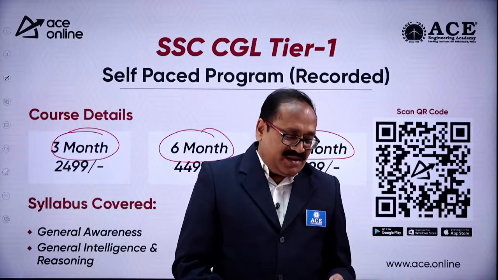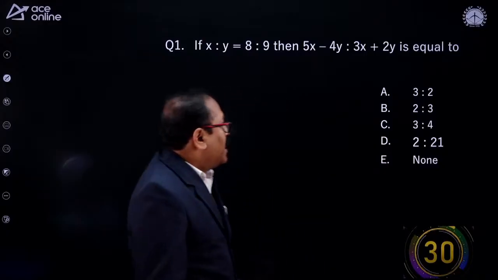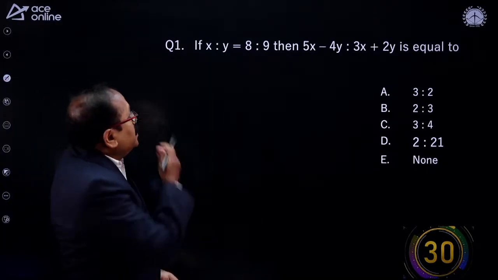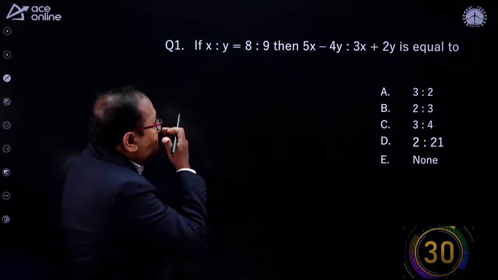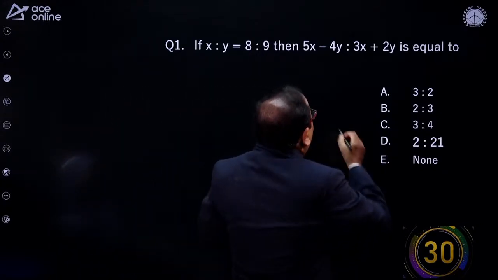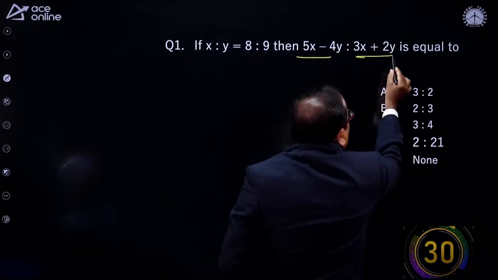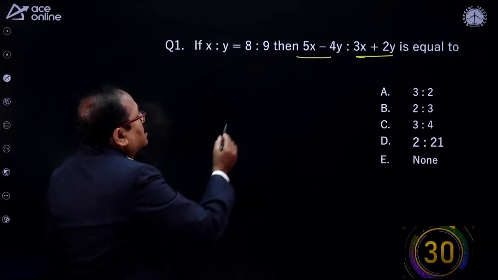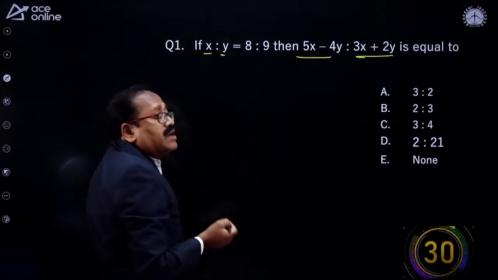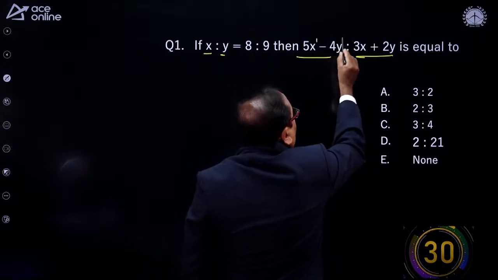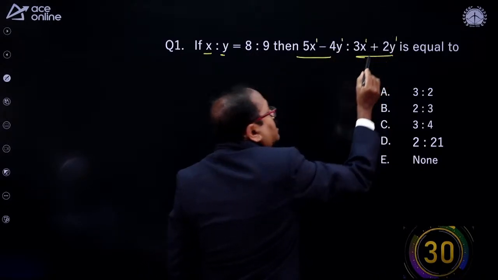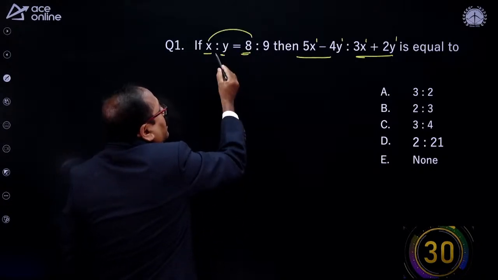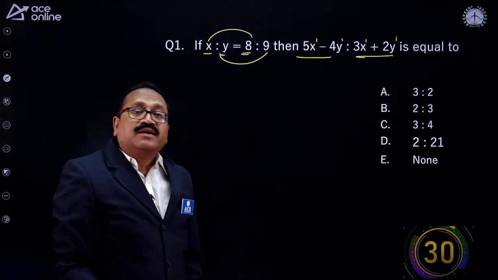Now I'll begin with a very fundamental question from ratio. Yes, my friends, there is a ratio x is to y given to us, 8 is to 9. You are asked to find out what is 5x minus 4y is to 3x plus 2y. Here all the variables, x and y, have the same power, 1. So I can directly replace x with 8 and y with 9 and get the answer.